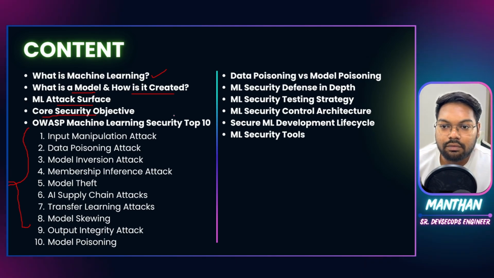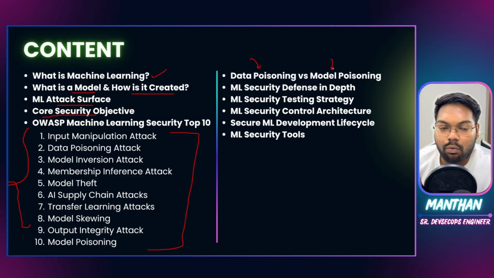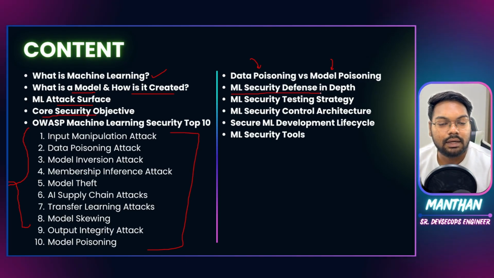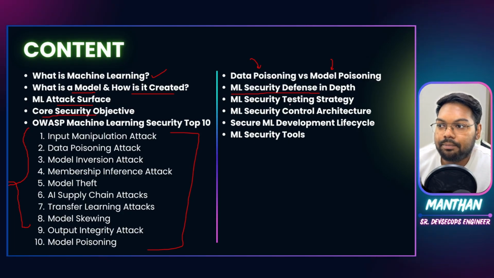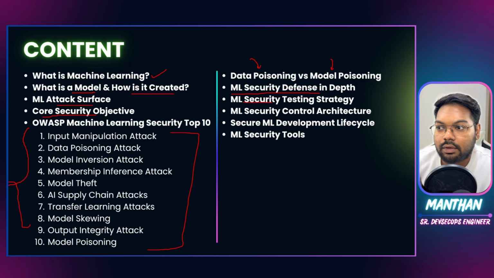And then once we know what all of those are, we will see some differences between data and model poisoning, and then we'll learn the machine learning security defense in depth approach. We will see what are the different layers that are supposed to get affected with these security flaws. Then we will learn what an organizational maturity model looks like for security testing of machine learning products that they are developing.